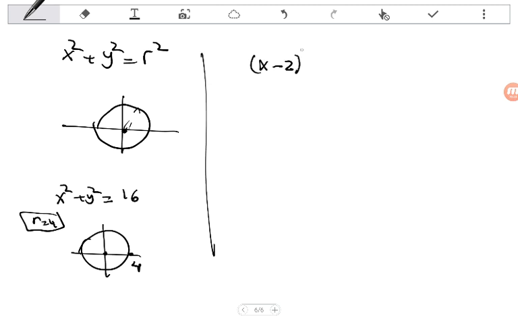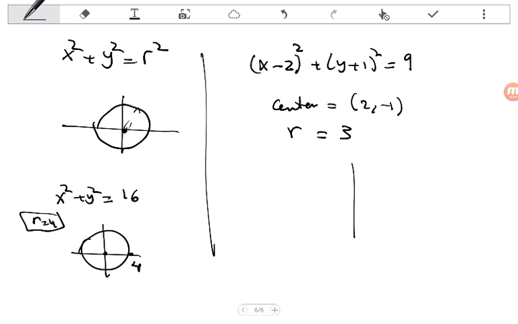If it was like this, (x minus 2) squared plus (y plus 1) squared equals 9, where will be the center here? It will be 2 and minus 1, and the radius will be 3. So this circle has center (2, minus 1), and the radius is 3. So this is our circle.